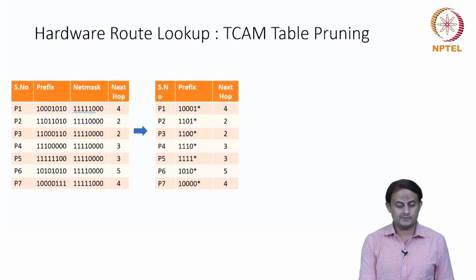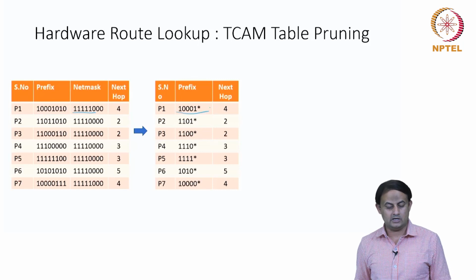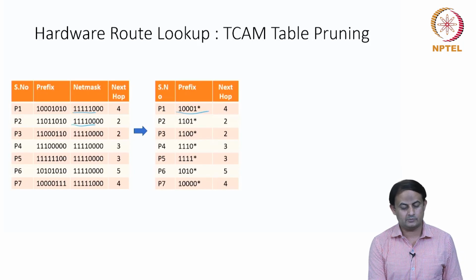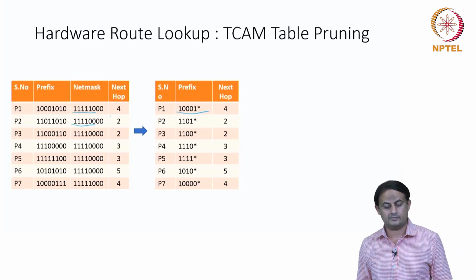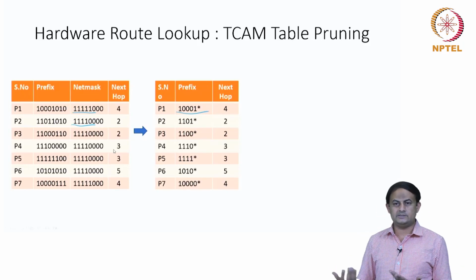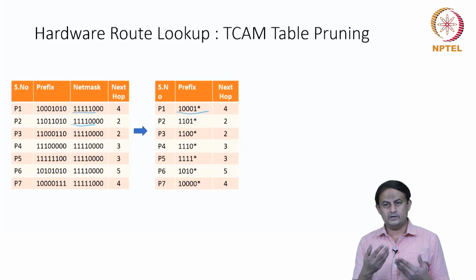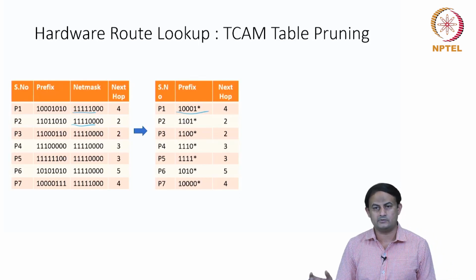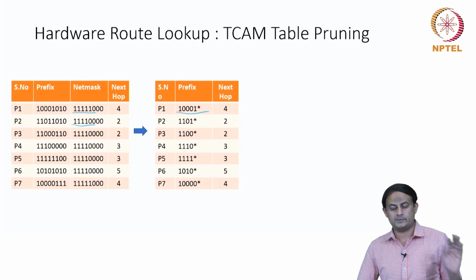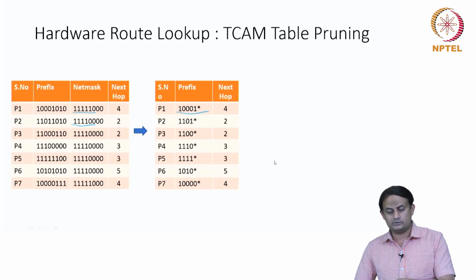So I get a prefix of 10001*. Similarly, the second entry says take the first 4 bits and ignore the next 4 bits, so I get a prefix of 1101*. So net mask is basically this: however many ones there are in the net mask, those many bits you take, and the remaining bits, the zeros, you ignore. That's how you convert the entries in the routing table into prefix format. That is the first exercise, and retain the fourth column as it is.